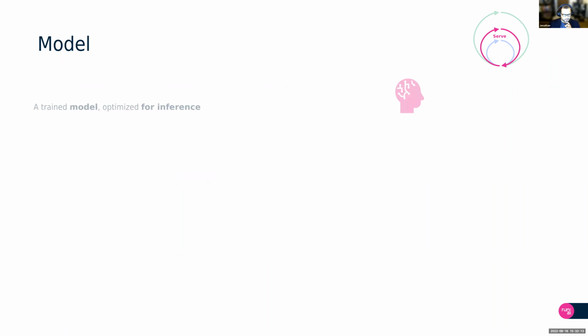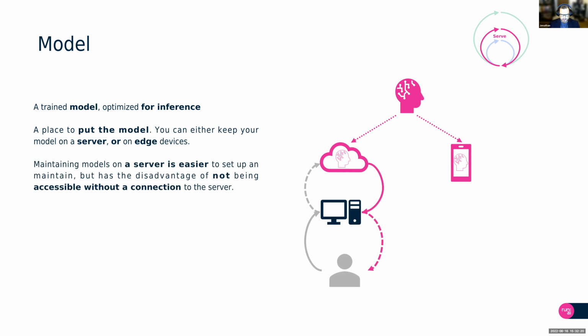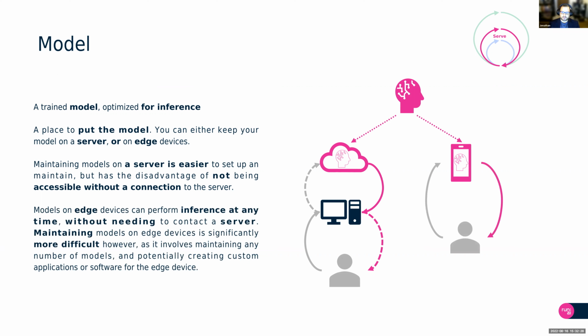So in terms of the model, we can either put the model on a server or on some edge device. If we put the model on a server, it's easier to set up and maintain, but the disadvantage is that a user can't use the model without a connection to the server. Whereas if we put it on an edge device, it can be used at any time by the user without a connection, but they are more difficult to set up and maintain.